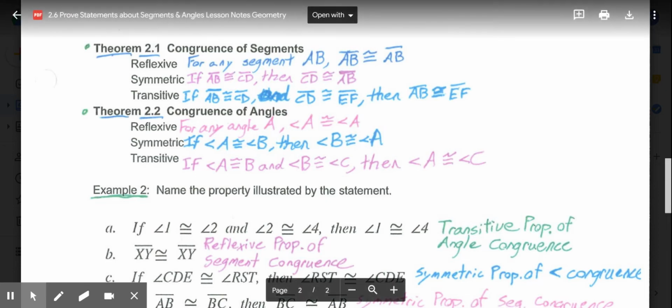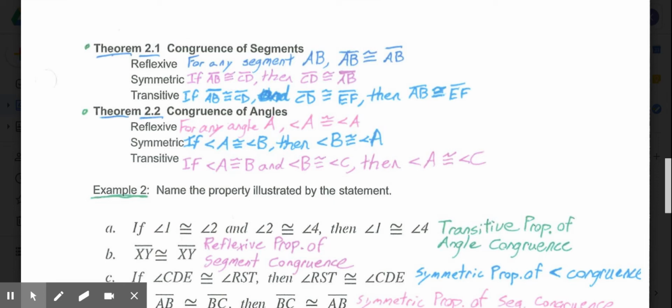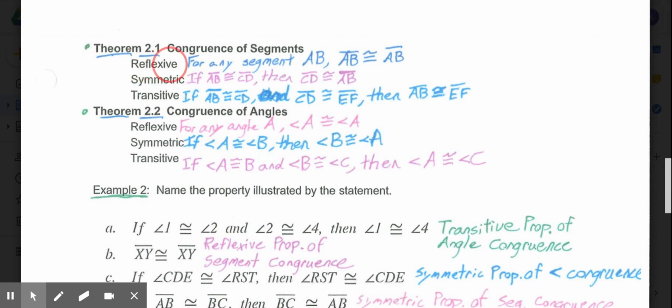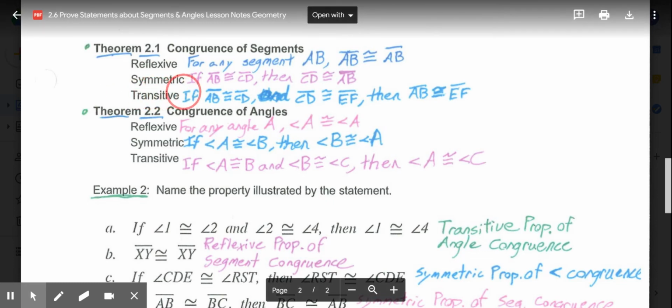And our transitive property of congruence for segments says if segment AB is congruent to CD and segment CD is congruent to segment EF, then segment AB is congruent to segment EF. So now we have a reflexive property of congruence, a symmetric property of congruence, and a transitive property of congruence. Those ones all apply to segments.